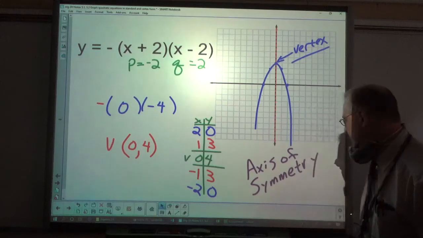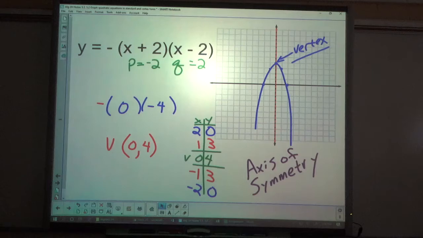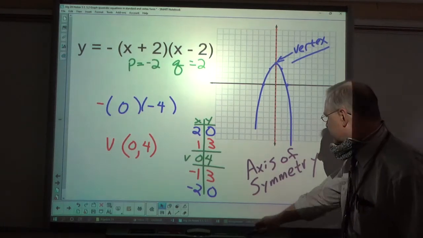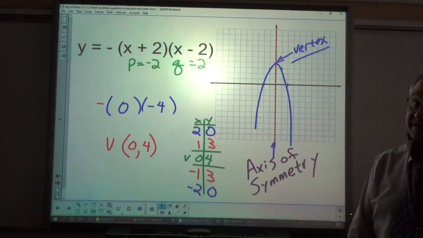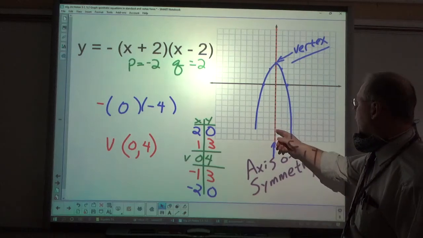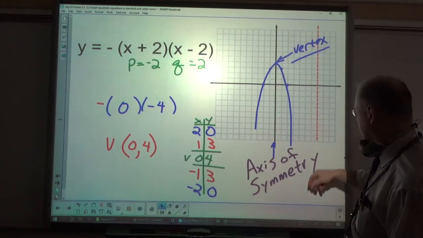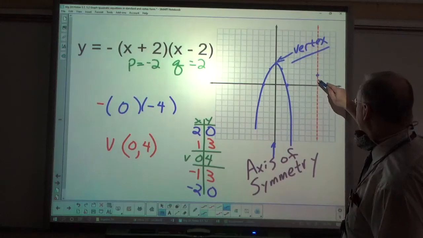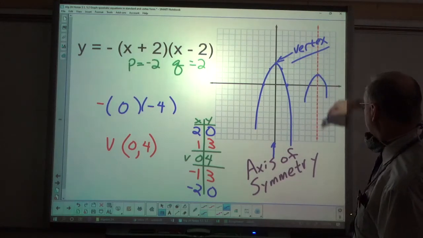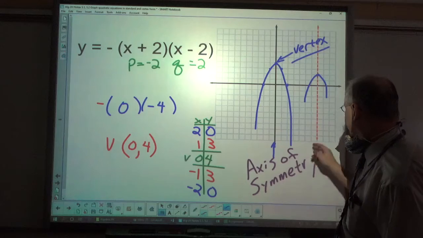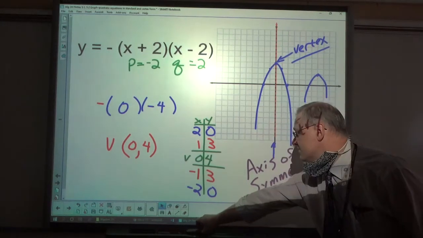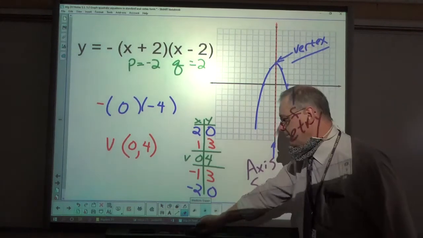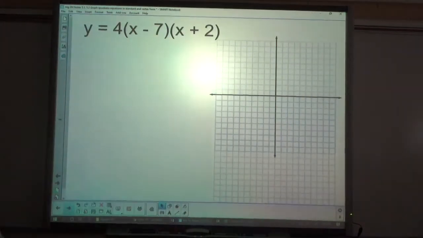of symmetry. I hope I spelled that right. I apologize for my spelling. I am an atrocious speller. But the axis of symmetry is the y-axis in this case. But if the point was somewhere over here for the vertex, if that were our vertex and it went like this, then this would be our axis of symmetry. Okay, let me put that back where it was and get rid of this so that we don't have that in the way. All right, let's take a look at another example.